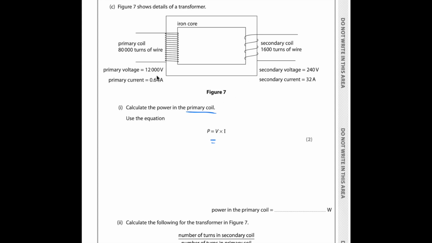So the voltage in the primary is 12,000 volts, and the current in the primary is 0.64 amps. Multiply those together and that comes out as 7,680, and that'll be watts.